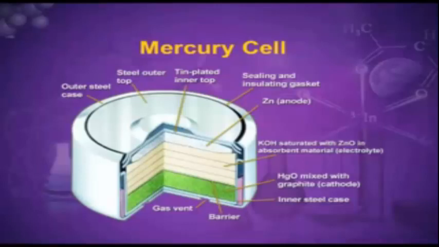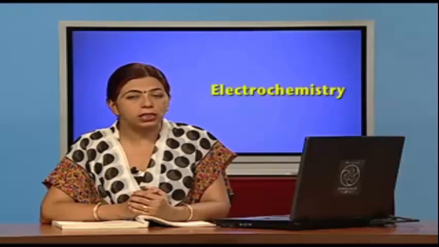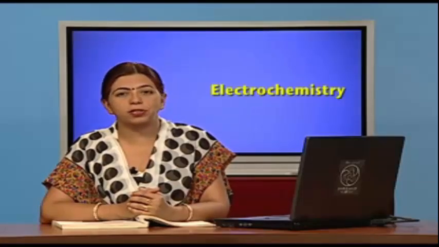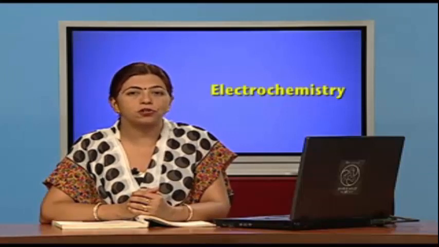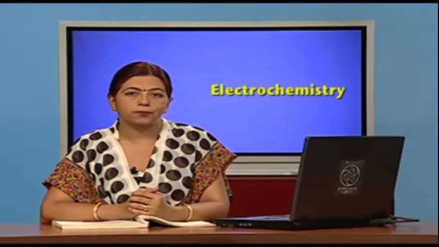The reactions at anode. At anode we already know that the oxidation takes place. Oxidation means the loss of electrons. Since the anode is made up of zinc, zinc will lose 2 electrons and will oxidize to Zn2+ state. These 2 electrons are accepted at cathode, and HgO, that is mercuric oxide, is reduced to mercury.